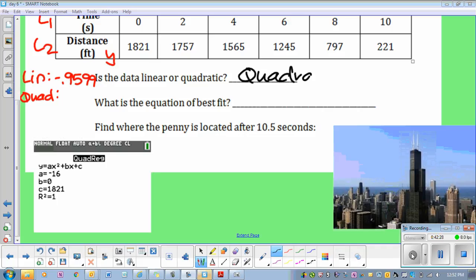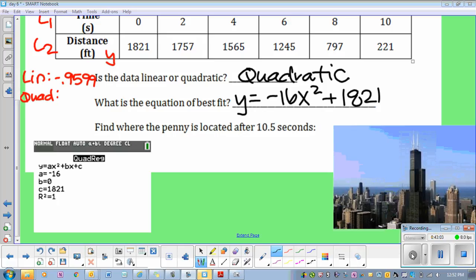What is the equation? Y equals negative 16 x squared. Do we have a b? Nope, it's just 0 times x, which is 0. Okay? And then c, which is 1,821. There you go, so that is your equation. I mean, you could put 0x, but whatever you multiply with 0 is going to be 0.